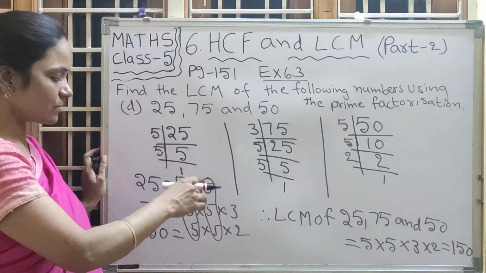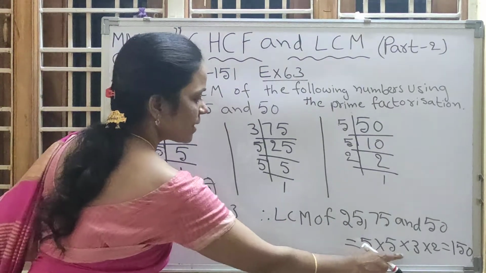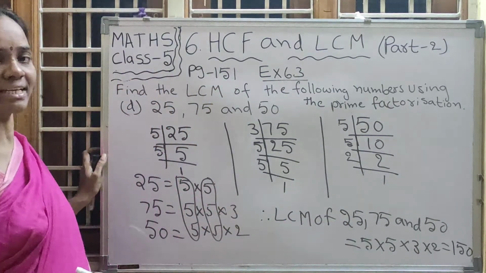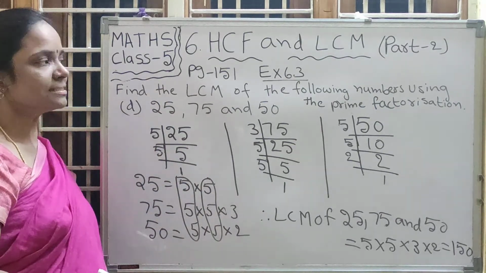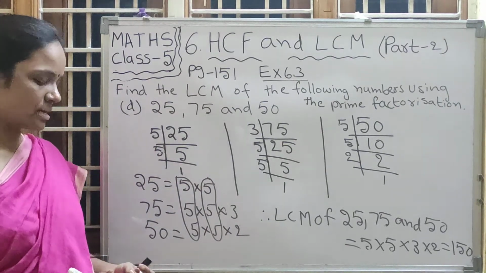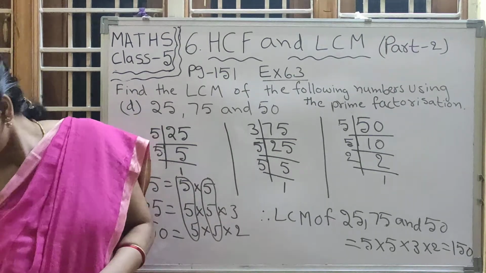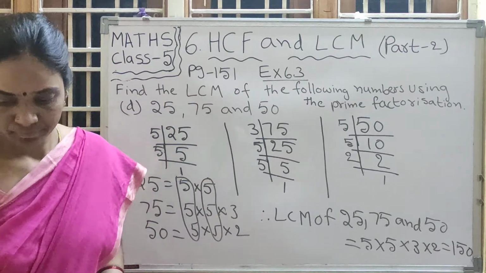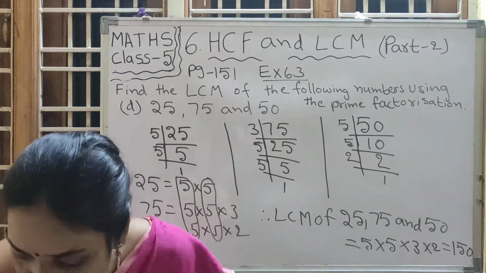Have you understood, children? Note it down. So 5 and 5 are the common factors, and the remaining numbers also we have to take into consideration in the LCM. Okay? Note it down, children. Yes. The last example. So the last example is, note it down, children.